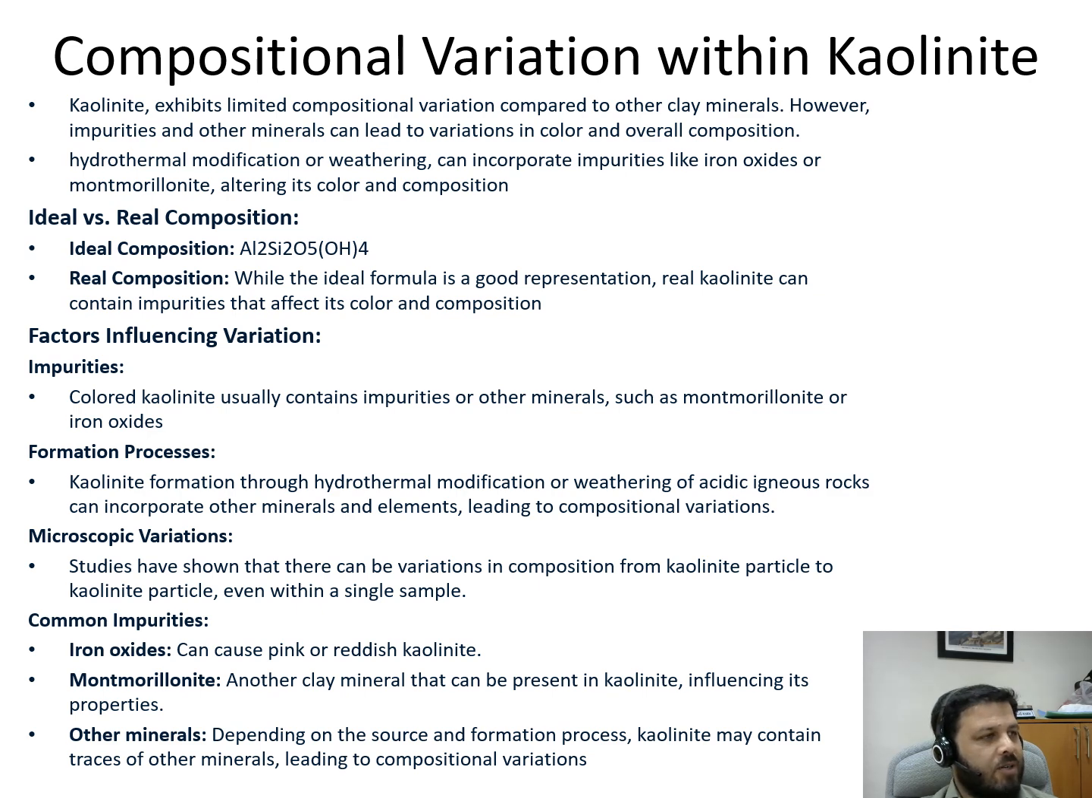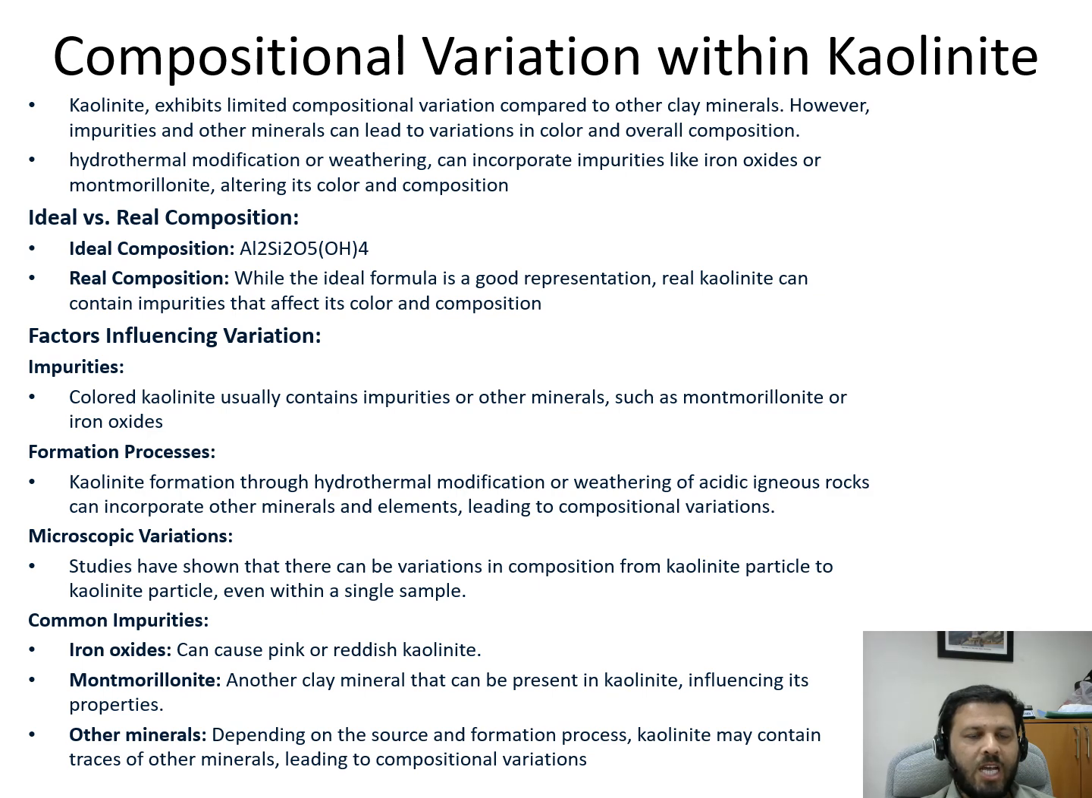Kaolinite generally has very limited compositional variation within it. However, sometimes by addition of other minerals or impurities, it can lead to variations both in colors and overall compositions as well. These variations can come from hydrothermal modifications or weathering. Sometimes hydrothermal modification adds iron oxides to it, and it can convert into montmorillonite clays as well.